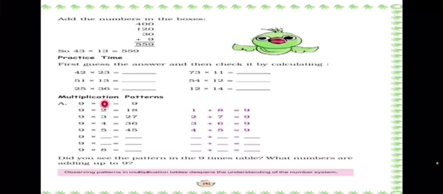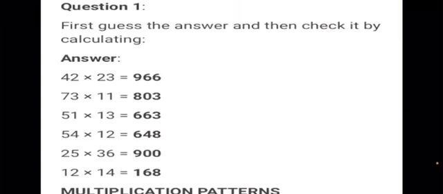Now don't forget this 6. So again, 20 multiplied by 6 is 120, and 5 sixes are 30. So now the numbers you have got are 600 plus 120 plus 150 plus 30. So the answer is 900. Now let's check our answer. So 900 is the answer.